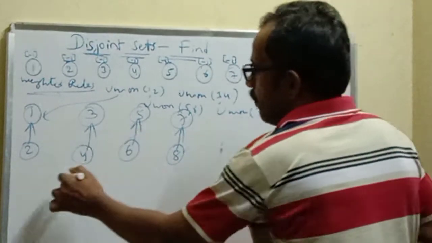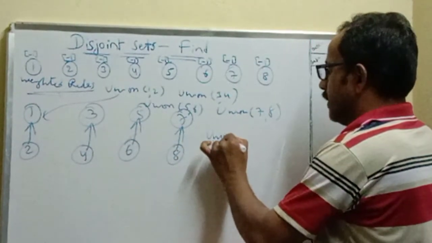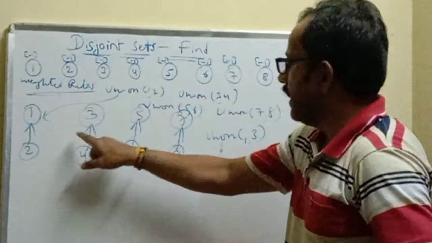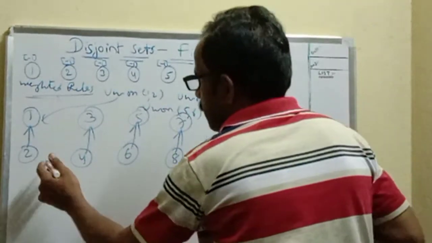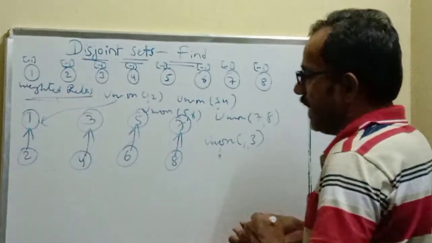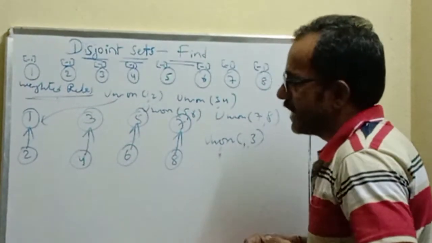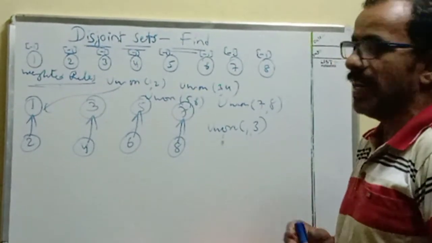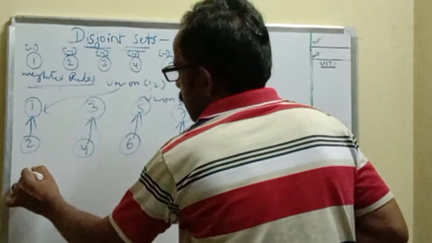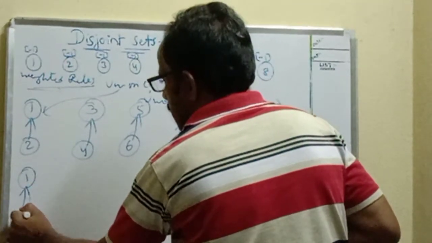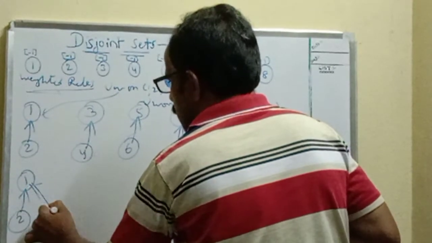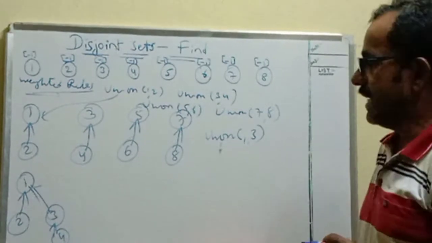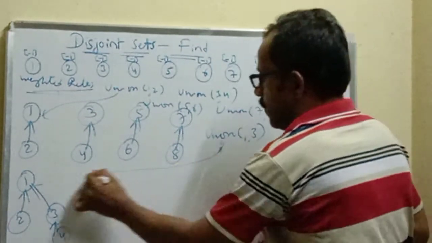Next, suppose you want to perform union of 1 comma 3. What will be union of 1 comma 3? 1 is the root node of one tree, 3 is the root node of another tree. Then just by applying the weighting rule. What do I mean by weighting rule? According to the number of nodes in the trees, we are supposed to make the root with the highest number of nodes the parent of the other tree. But here these two trees have the same number of nodes. Then I can make either 1 or 3 as root node. Okay? Then this is the resultant tree. So this is union of 1 comma 3.